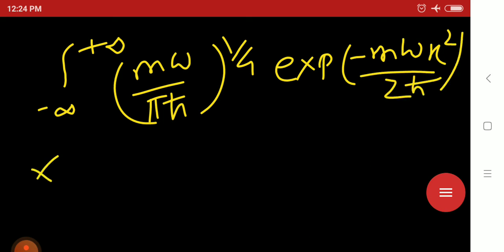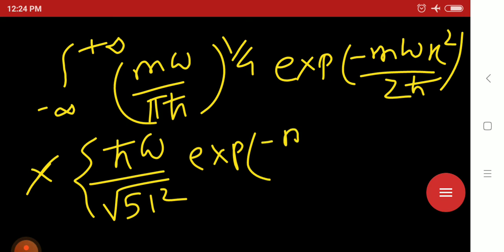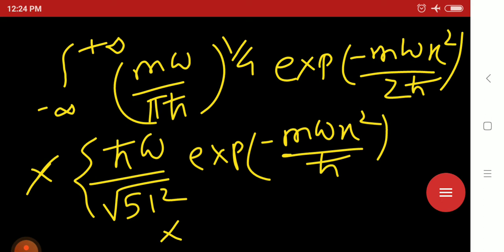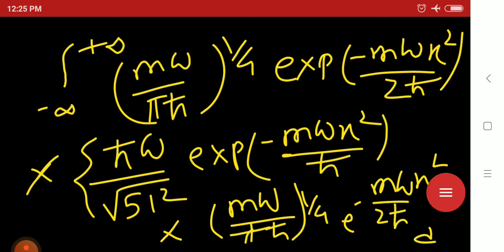I am writing inside the integration the multiplication term, h cut omega divided by root 512 exponential of minus m omega x square by h cut into psi 0. Psi 0 is what? (m omega by pi h cut) whole to the power 1 by 4 exponential of minus m omega x square by 2h cut into dx. This big integration we have to do.